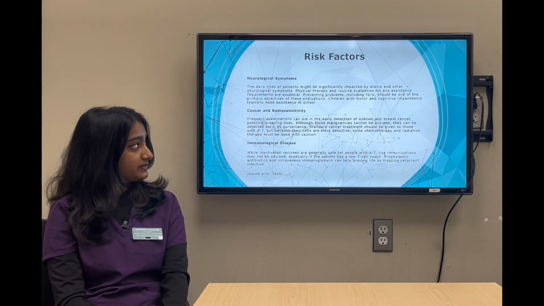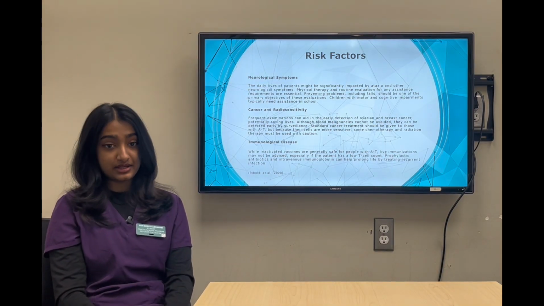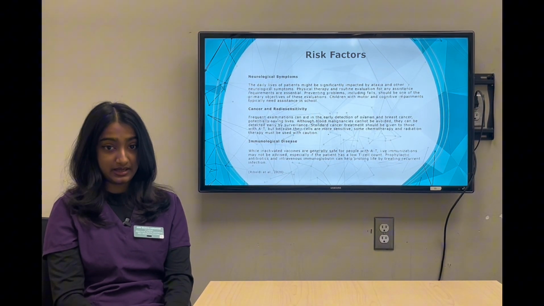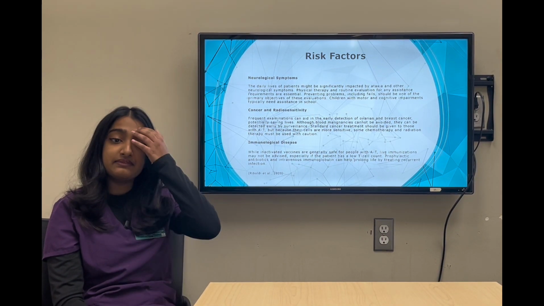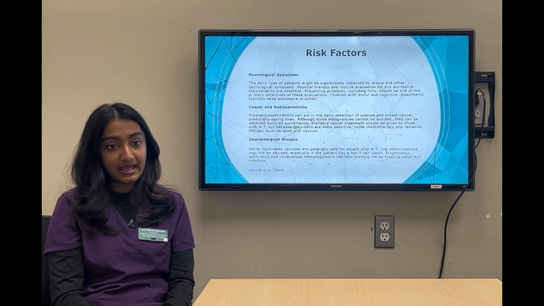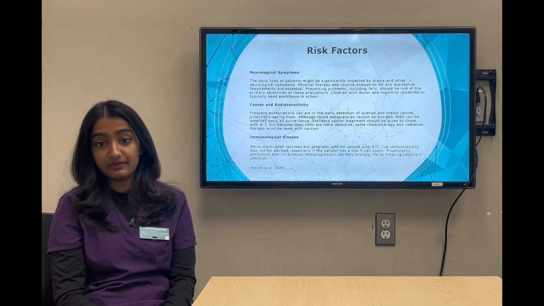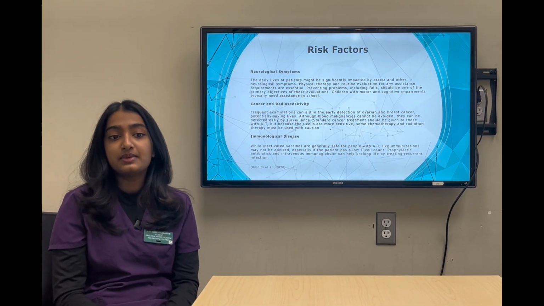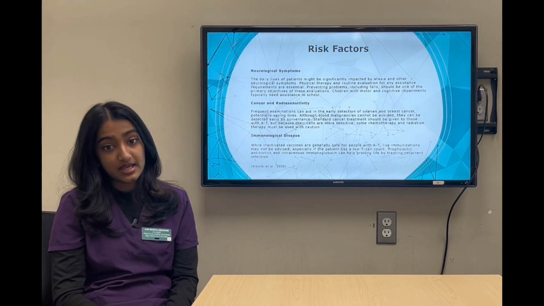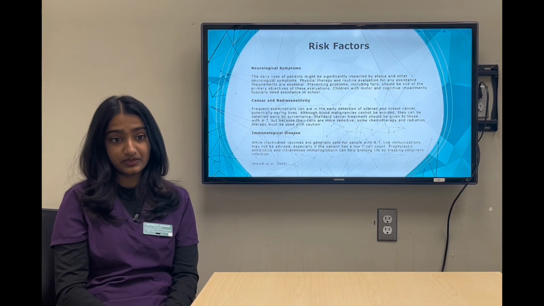Cancer and radiosensitivity. Frequent examinations can aid in the early detection of ovarian and breast cancer, potentially saving lives. Although blood cancer cannot be avoided, it can be detected early by surveillance. Standard cancer treatment should be given to those with AT, but because their cells are more sensitive, some chemotherapy and radiation therapy must be used with caution.